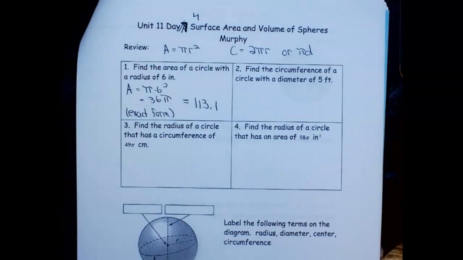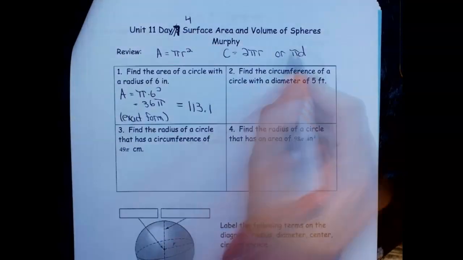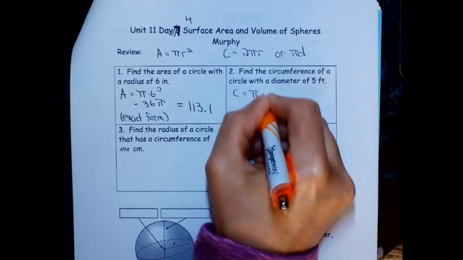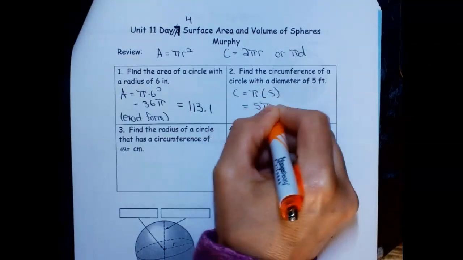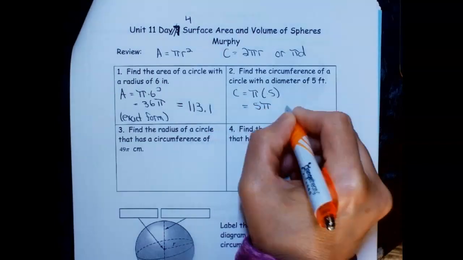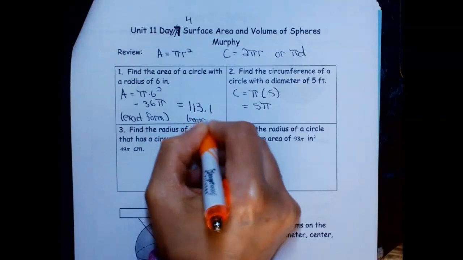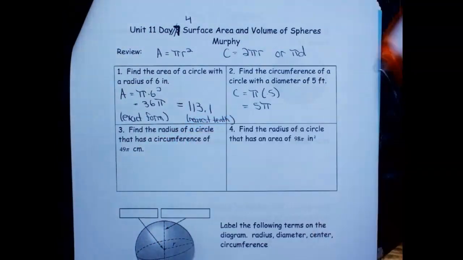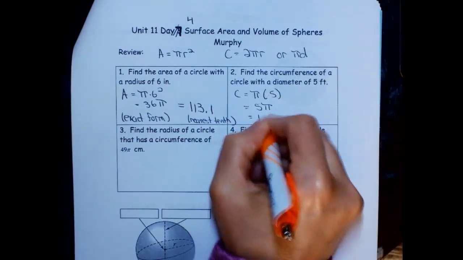Number 2, they want us to find the circumference if we have a diameter of 5. If we want to use that second formula, that would probably be the easiest. It's pi times 5. So in exact form, that would be 5 pi, or if they want it to the nearest tenth, let's type in 5 pi, and we come up with 15.7.